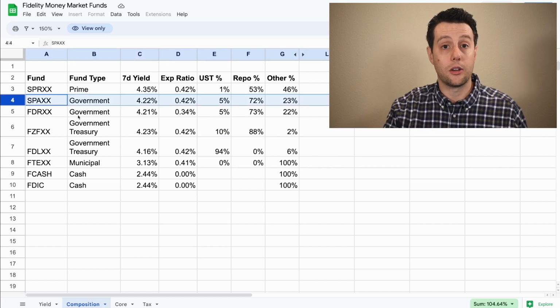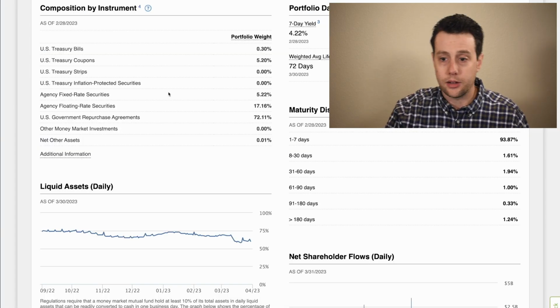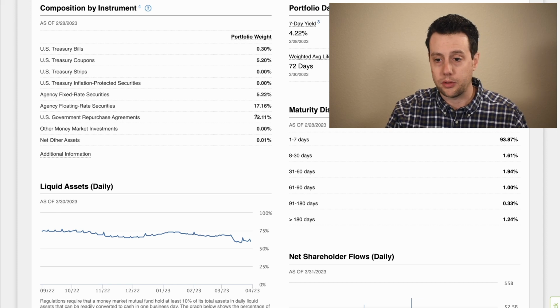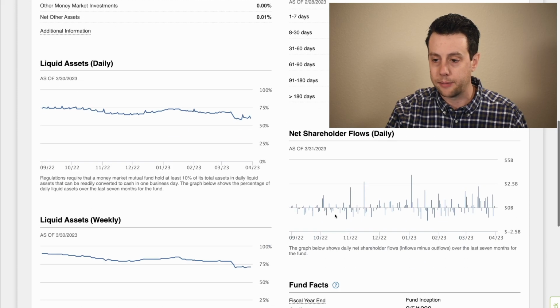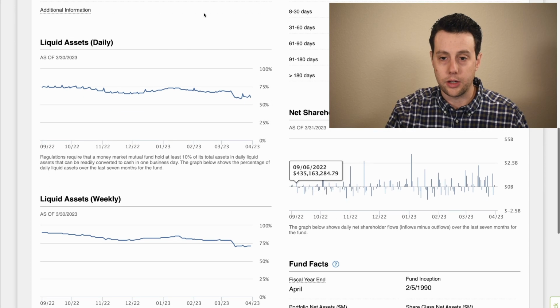Now we're going to compare 2 of these funds, SPAXX and FDLXX. So SPAXX, here's the composition. You can see it has 72% repurchase agreements. And it actually only has about 5% in US Treasuries, or 5.5%. The yield's pretty good. The weighted average maturity is quite low. It's mostly under 7 days. You can see the liquid assets is hovering in the 60 to 70% range recently. And you can also look at some other details here.